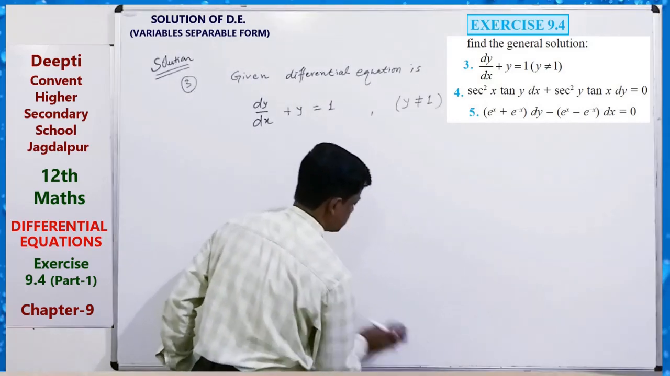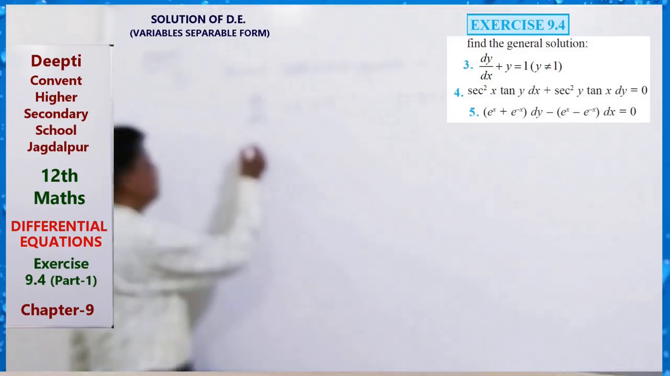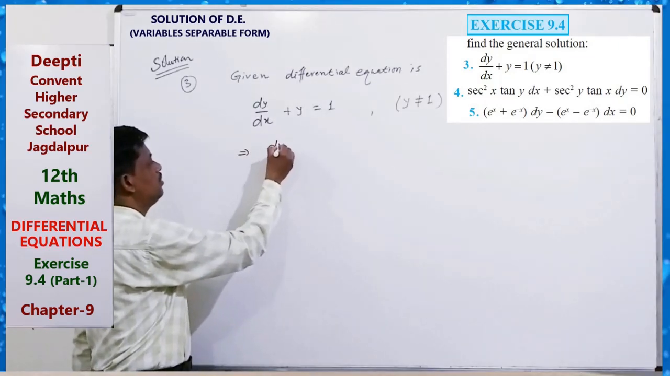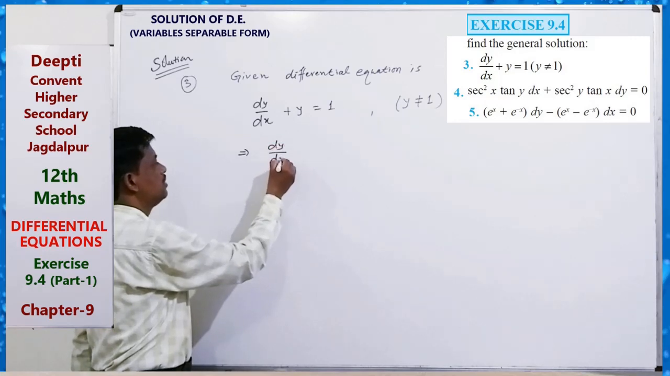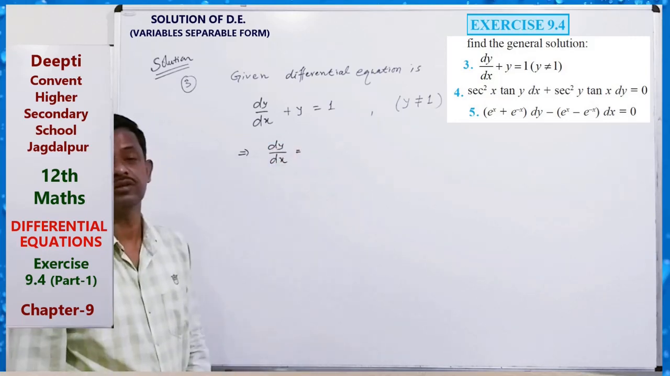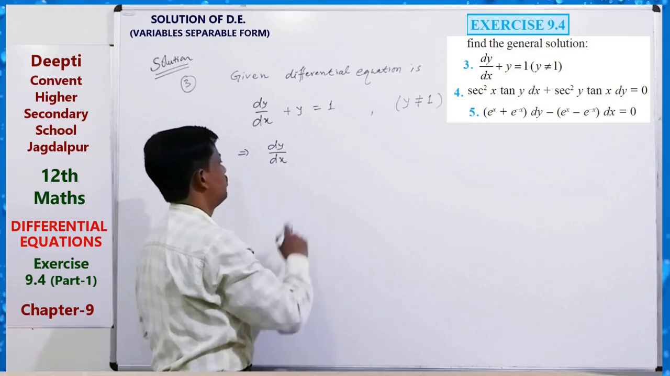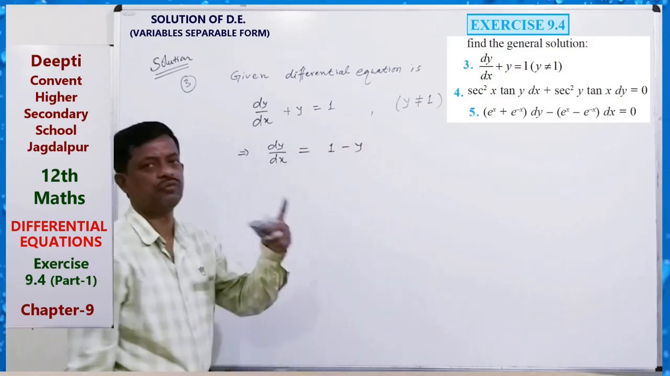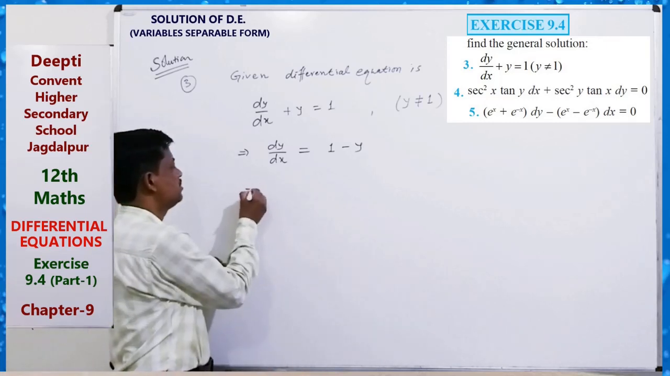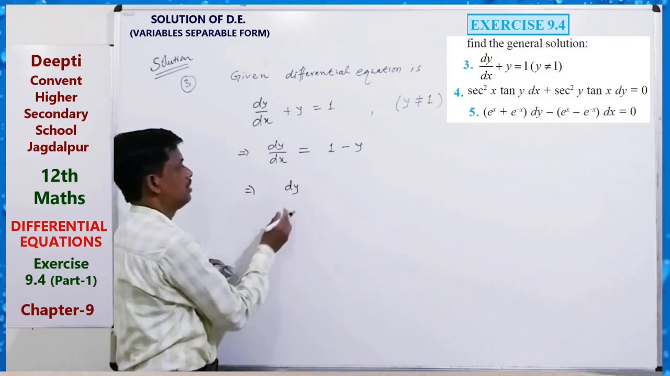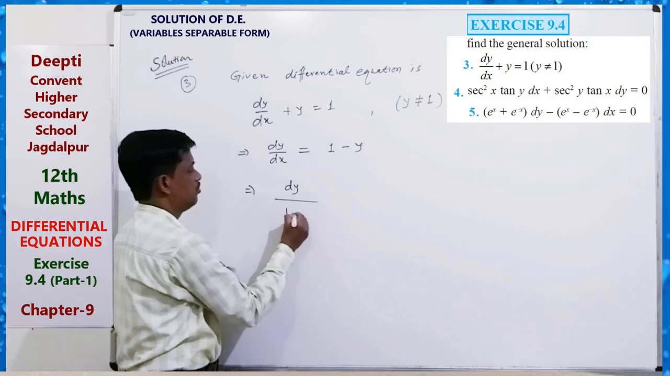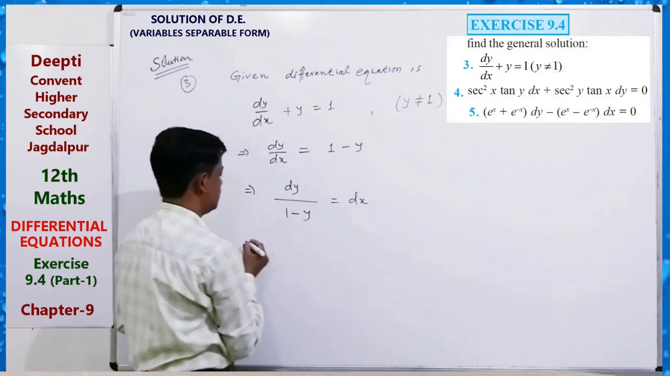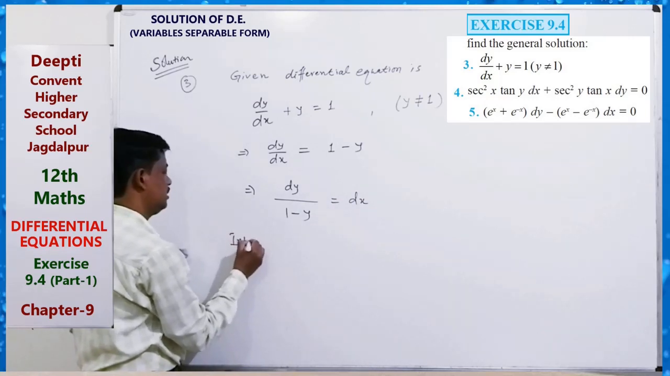So very simple question. It can be written like this: dy upon dx equals 1 minus y. Just for separating, we see whether the equation can be written in separable form or not. 1 minus y is a function of y only. So take dy upon 1 minus y equals dx. Now integrating both sides.